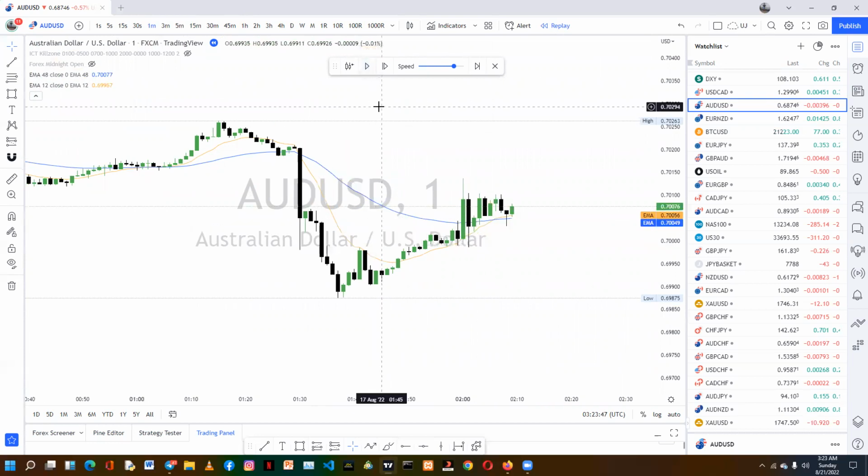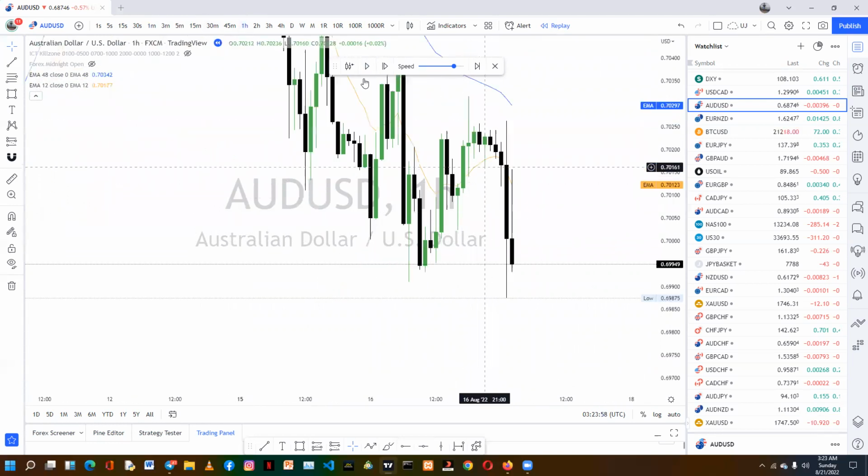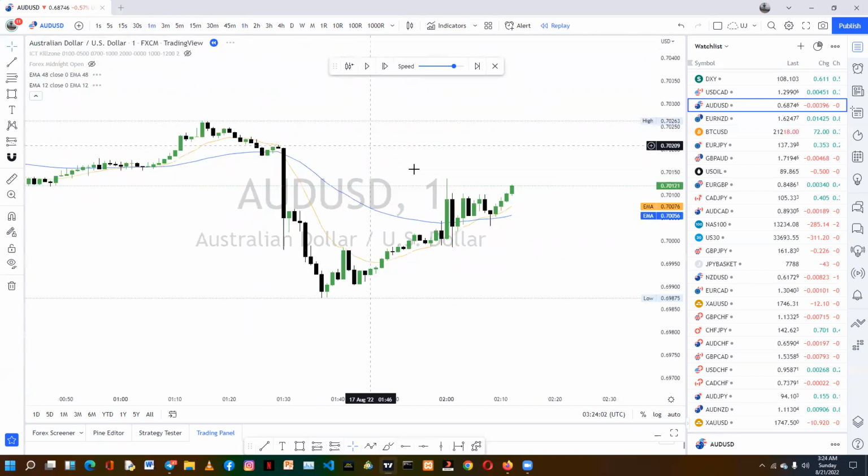Okay, so realize that when you touch the 48, we didn't close below. You can see we didn't close below. So if you are looking for a sell because the 1 hour has touched and closed, okay, but on the 1 minute we are still in an uptrend, right? We haven't closed below the moving average. Here we touch, we didn't close, so we don't have a trade.